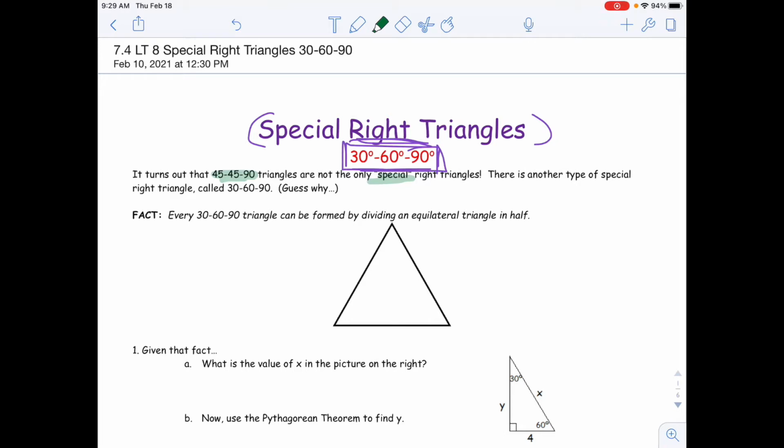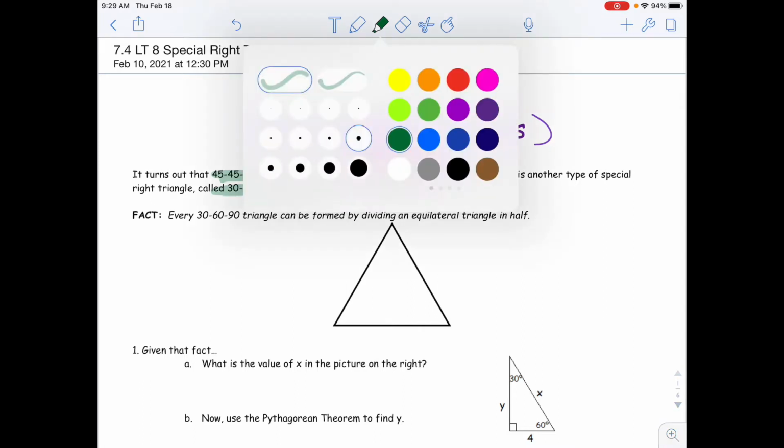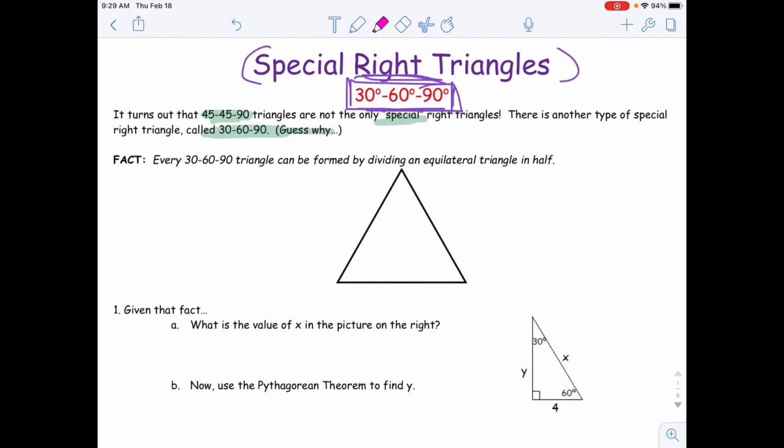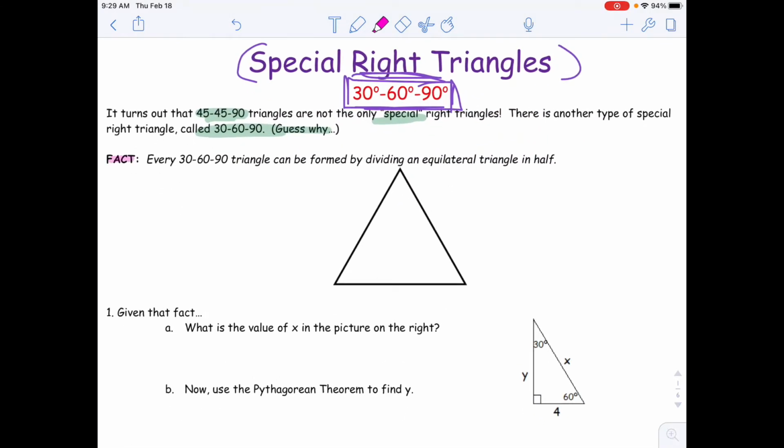There's another type. We call these 30, 60, 90 because one degree is 30 and one degree is 60 and the other degree is 90. So this is actually a huge punchline, and this is why we know the things we know about 30, 60, 90s: this fact right here. Fact: every 30, 60, 90 triangle can be formed by dividing an equilateral triangle in half.